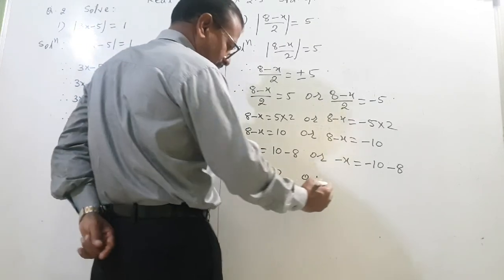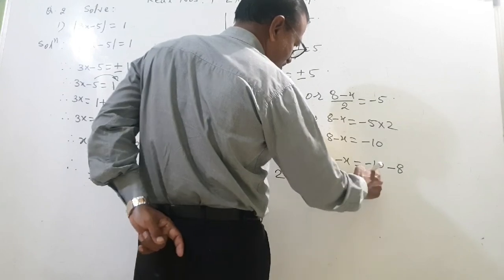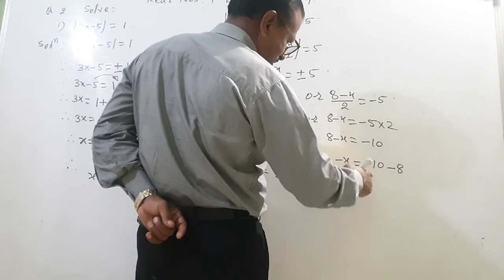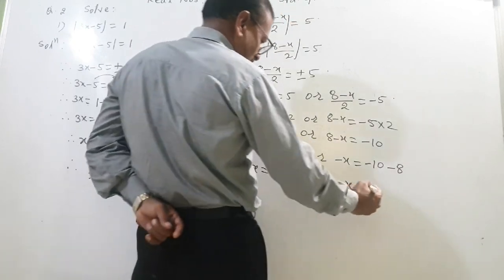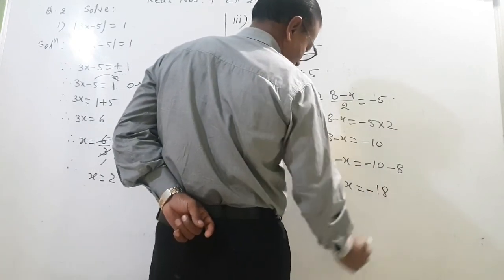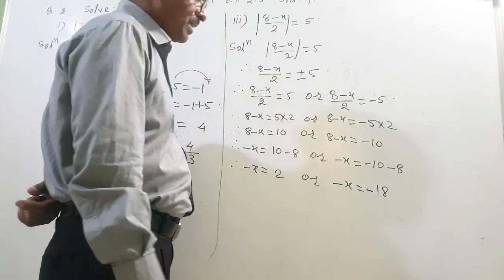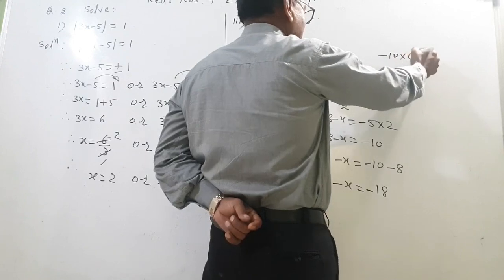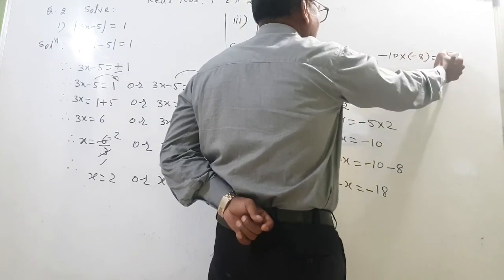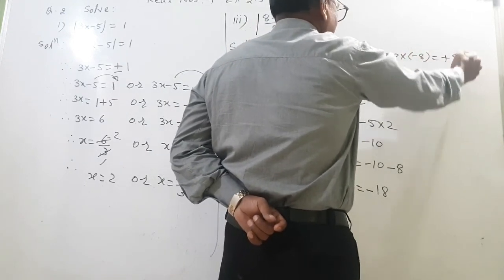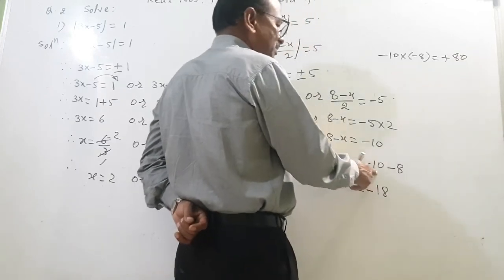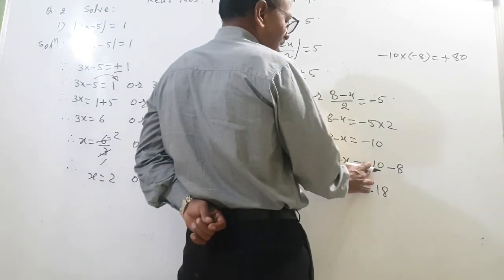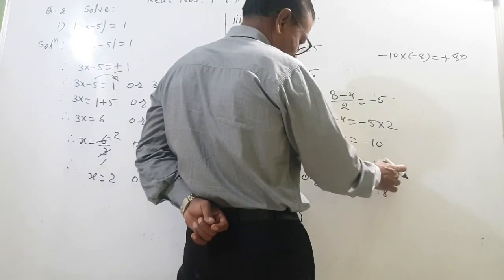Or minus x is equal to, now this is also minus, this is also minus, so minus 10 and minus 8, how many? Minus 18. Don't say that minus 8, minus plus. Minus 10 into minus 8, then it is minus into minus plus and 80. But it is not into, it is just simply the addition or subtraction. So minus 10 and this minus 8, that will become minus 18.